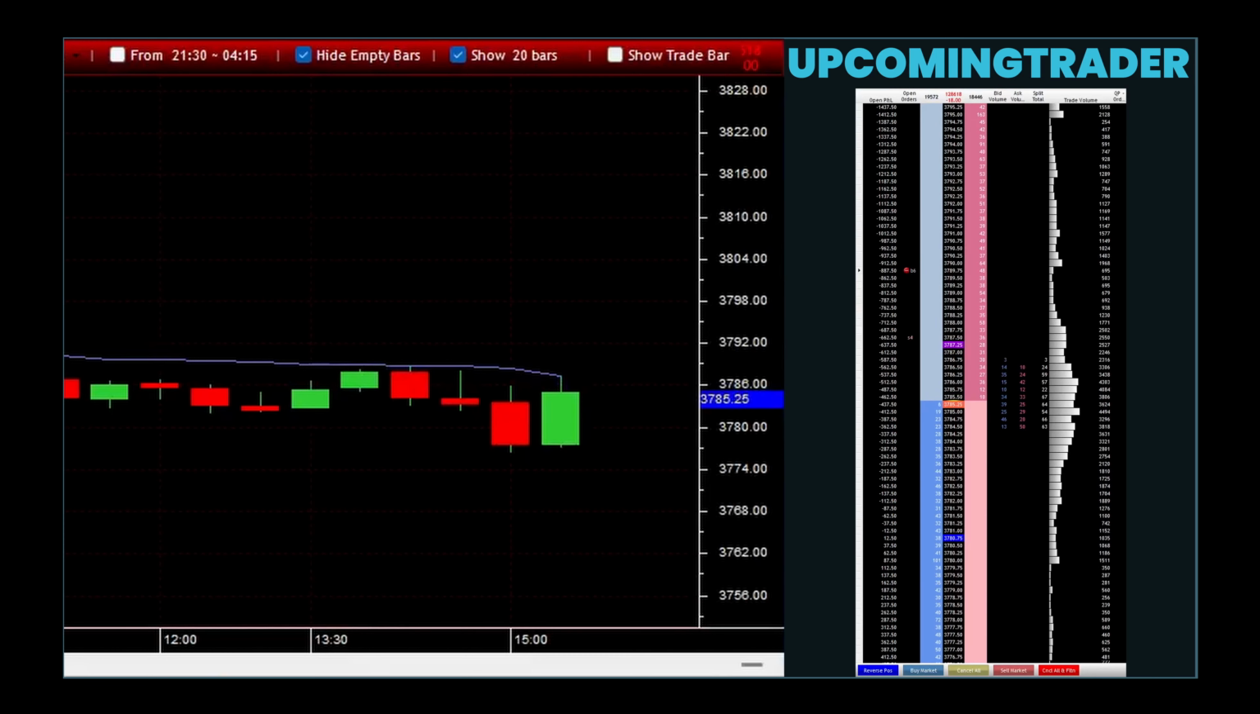The Dragonfly Doji at the bottom is interpreted as a bullish reversal indicator when it appears in a downtrend. It signals that even though selling pressure initiated the trading session, by the end of the session, buyers were able to push the price back up to where the session opened.